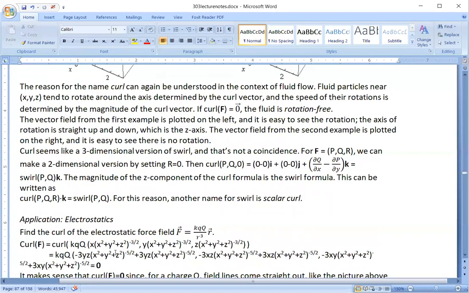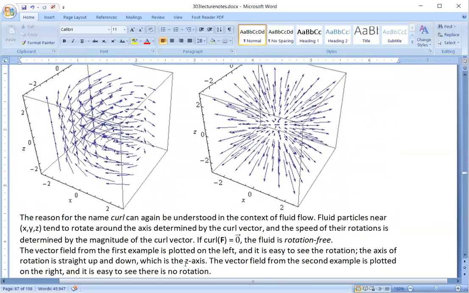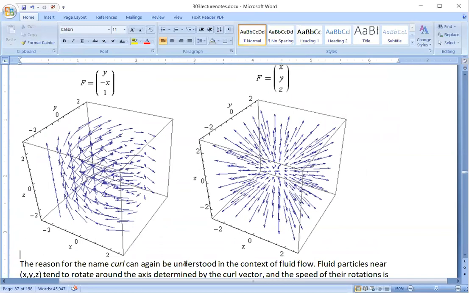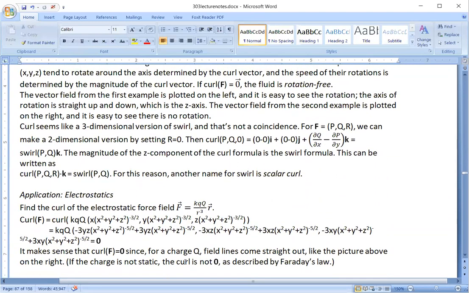Okay. But then if you simplify in each component, you'll see each one is positive, negative of the exact same expression. So each component is just 0. This is just the 0 vector. So the curl of the electric force field is just 0. But this makes sense because what does the electric force field look like? It looks like this picture on the right. So it all makes sense. And just as a side note, if the charge is not static, the curl is not 0. That's described by Faraday's law, which is a separate thing. But I just wanted to mention that.